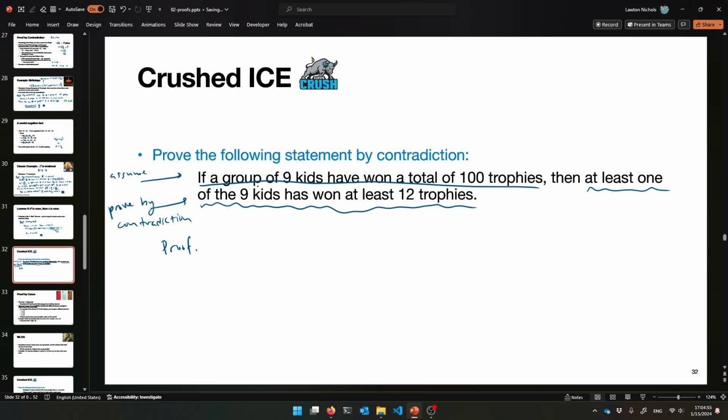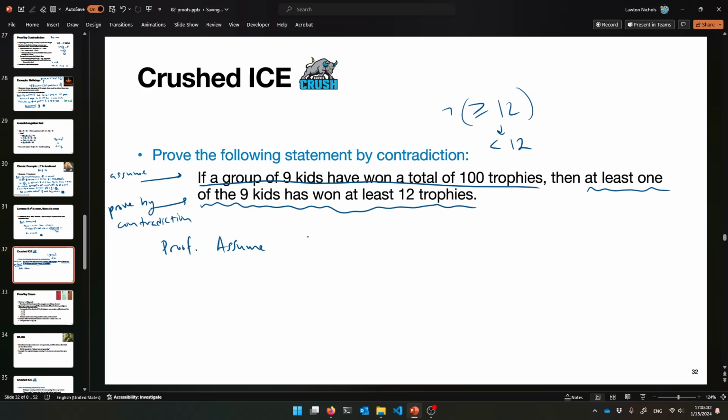But all right, assume that you've got a group of 9 kids that have won a total of 100 trophies, and also assume that this is not true: at least one of the 9 kids has won at least 12 trophies. What's the negation of that? At least 12 is greater than or equal to 12, so the negation of that gives us less than 12, right? So assume that every child has won less than 12 trophies. Assume all 9 kids.